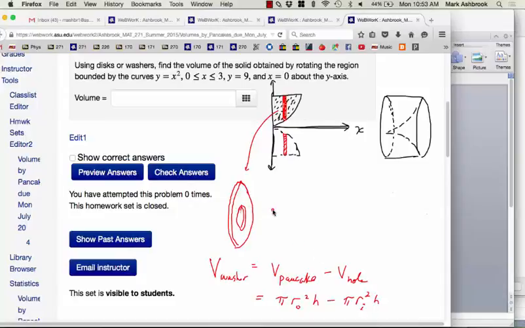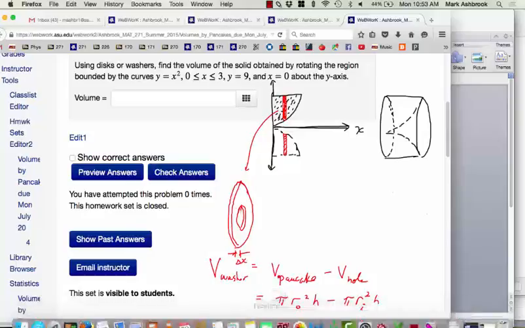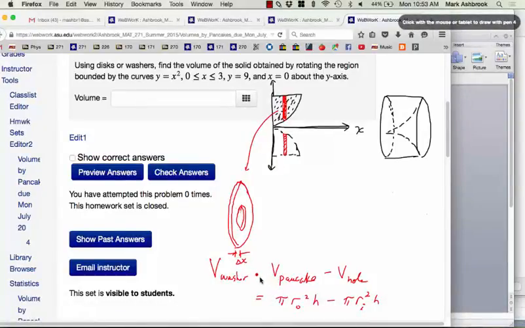Let's do our height first. What's the height of the washer? That's this thing right here, right? Are the height of the hole and the height of the pancake different? No. Yep, the height is this horizontal distance, which is the same for both. So what is that? Delta x. So our height is delta x.